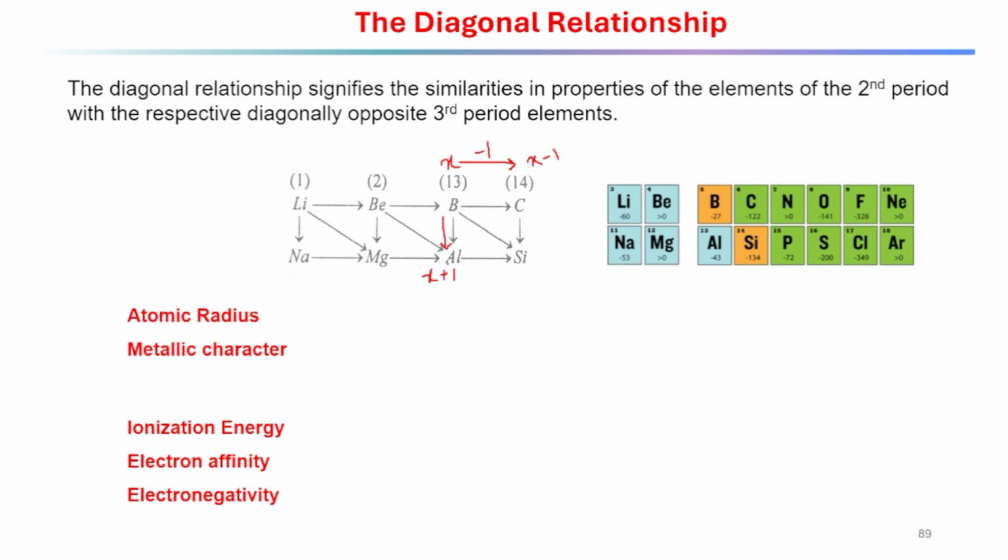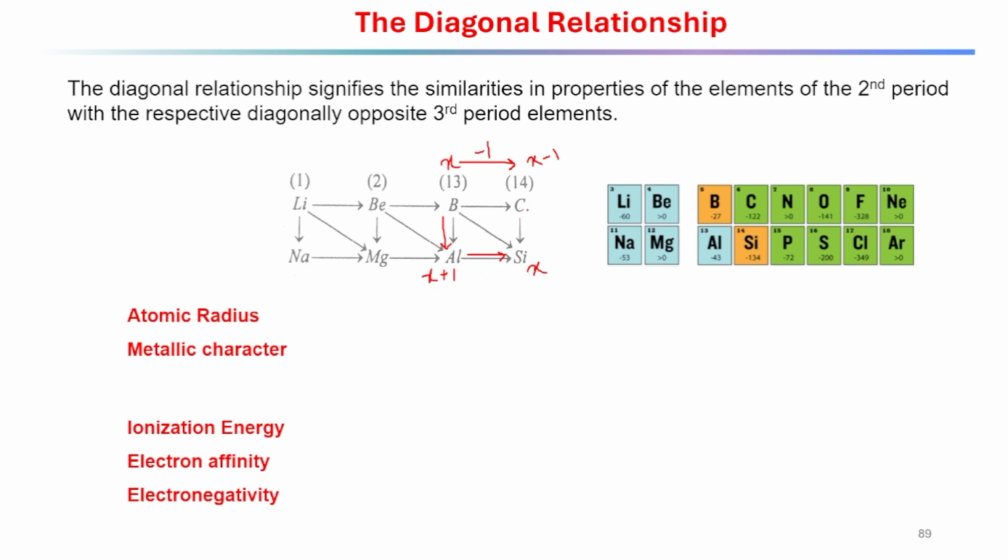Now if you go from aluminum to silicon, again the atomic radius and metallic character should decrease by 1 unit, because we have already defined that it will decrease by 1 unit from left to right, and it will increase by 1 unit from top to down. So if we go from aluminum to silicon, it will again decrease by 1 unit, and it will be x plus 1 minus 1. So ultimately we will find the value x.